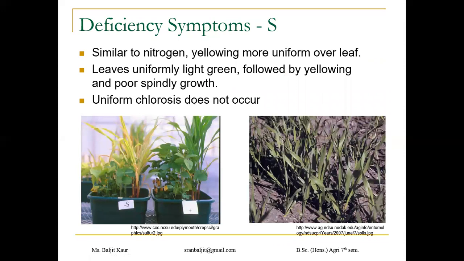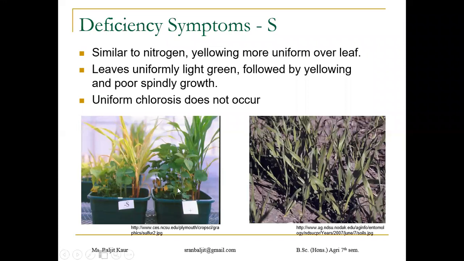Then deficiency of sulfur. The deficiency of sulfur is somewhat similar to nitrogen. There is yellowing of the entire plant. Uniform yellowing is there if there is deficiency of sulfur, right? Leaves are uniformly light green followed by yellowing and poor spindly growth. Firstly the leaves will become light green in color, and then if the deficiency is not corrected, there will be yellowing of the whole plant, and uniform chlorosis occurs.